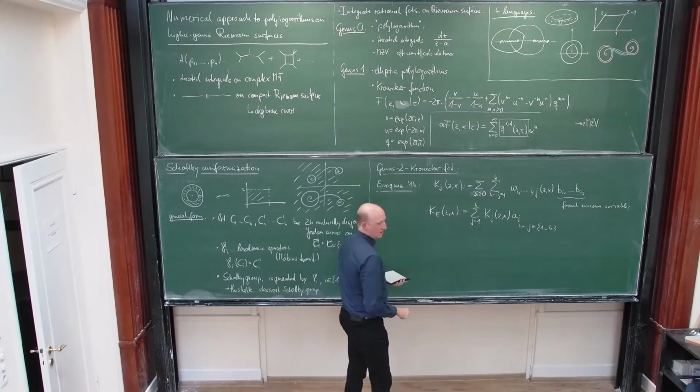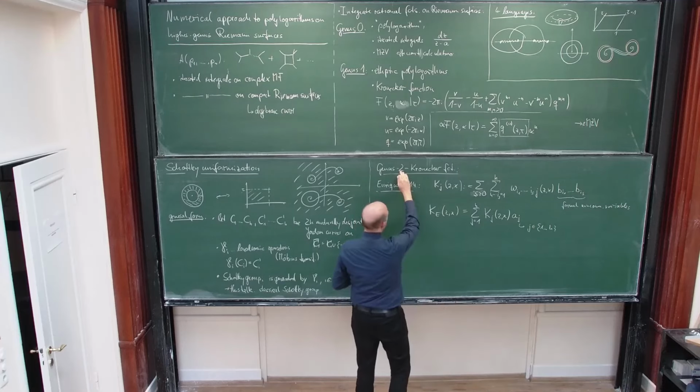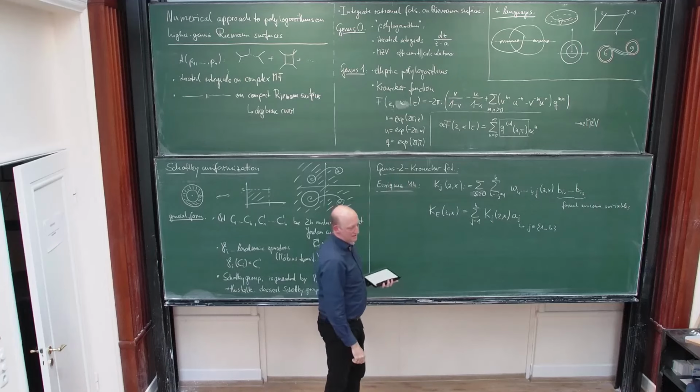So h is not 2. h is 2 or higher. So this is for any h. I will use genus 2 mostly as an example, but this is for any genus.